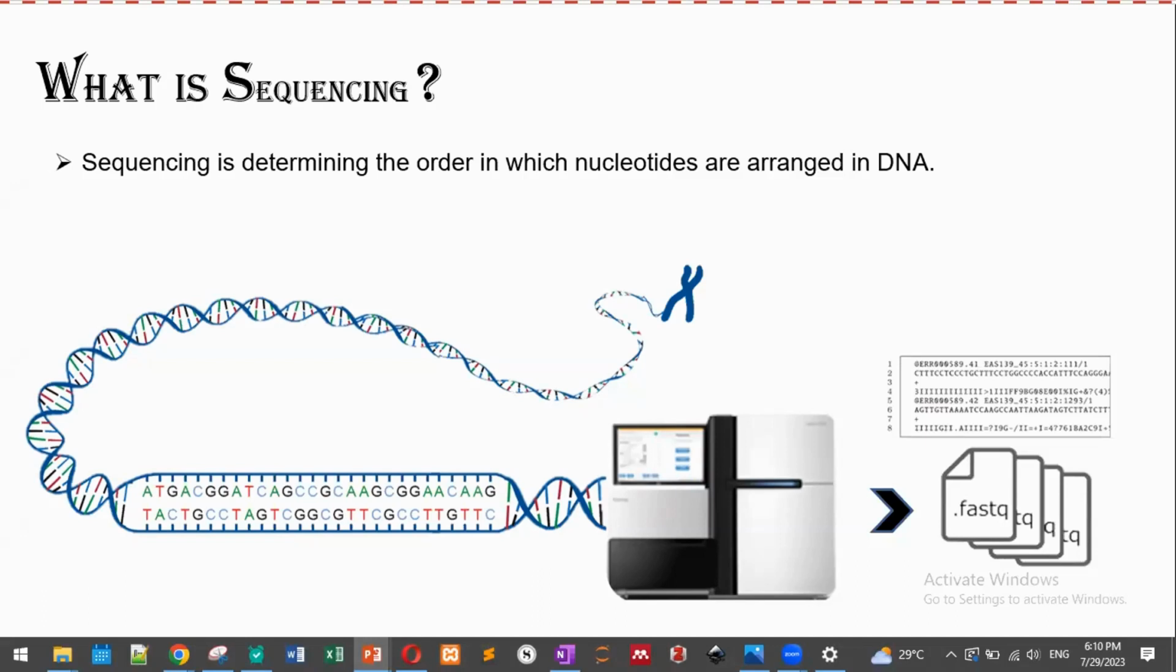Because when we have to do some NGS analysis, we identify the difference in sequence between the normal samples and the disease samples. So it is very important to understand the sequence of the nucleotides. That's how sequencing comes in.